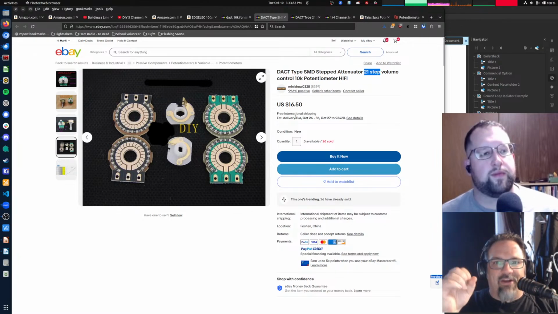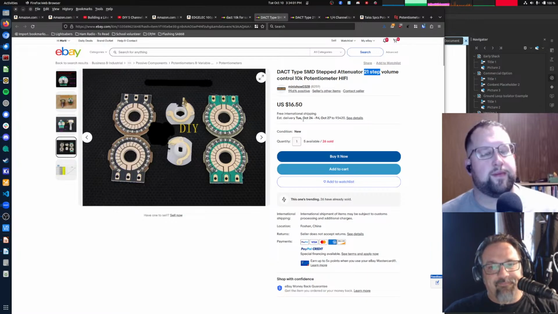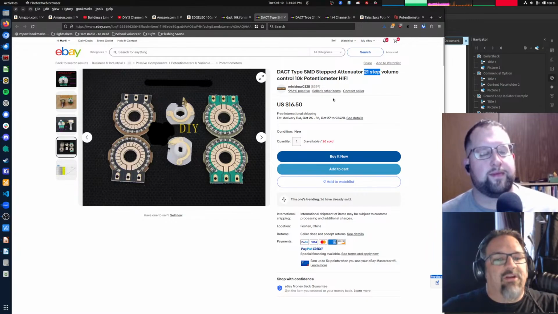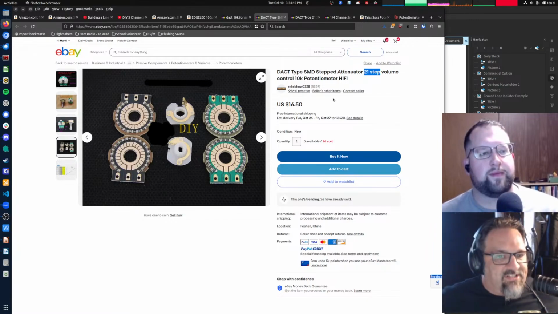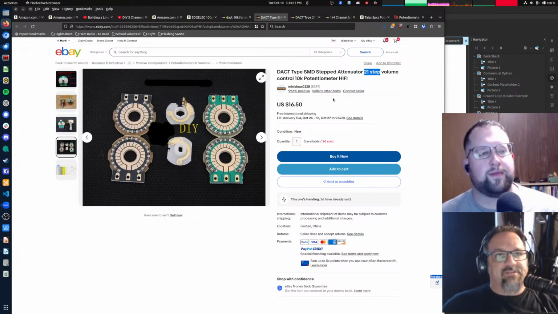It's probably not going to matter all that much in your use case, where it's mostly radios, but if you're doing audiophile stuff, stepped attenuators can be really nice. You can get analog potentiometers for a heck of a lot less than this. So if you don't need the features of a stepped attenuator, then by all means go for it.